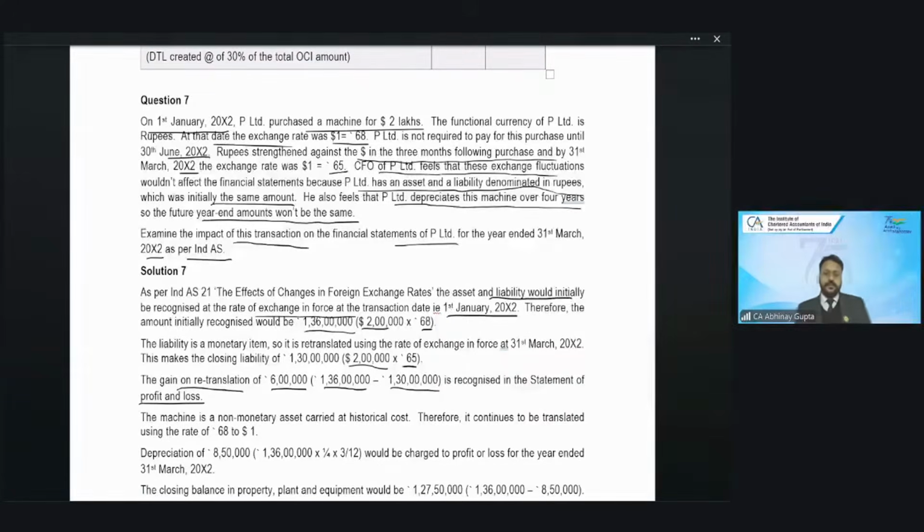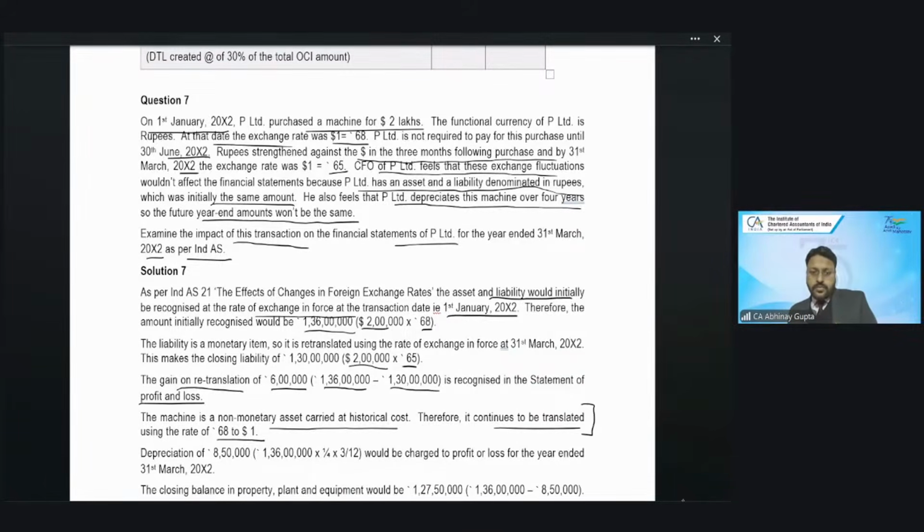Correct? Yes, sir. Now, the machine is a non-monetary asset carried at historical cost. Therefore, it continues to be recorded at 68 rupees to $1 only, because machinery is a non-monetary item. It is not required to be restated every year. Correct? Only the monetary items are restated.